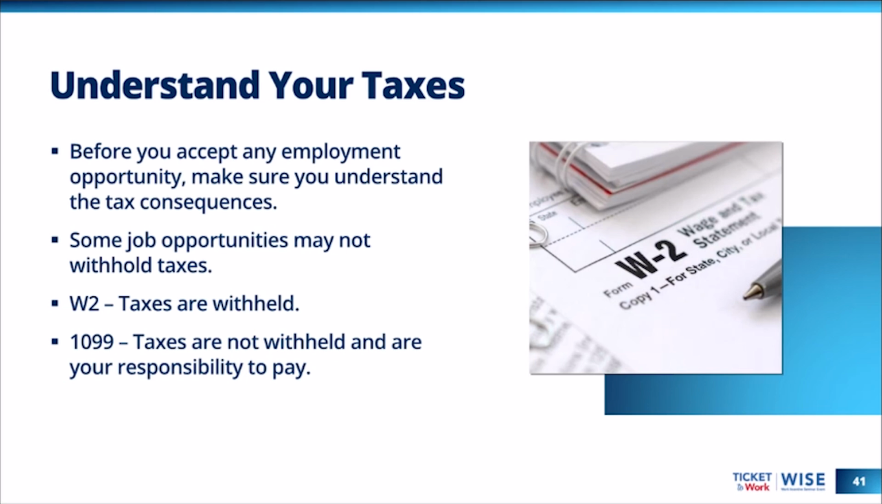And there are 2 tax documents noted on this screen here. The W-2 form is what you get when you're an employee and taxes are withheld. That's what I get, a W-2 every year that tells me how much I have made over the year, and how much I paid in various taxes.